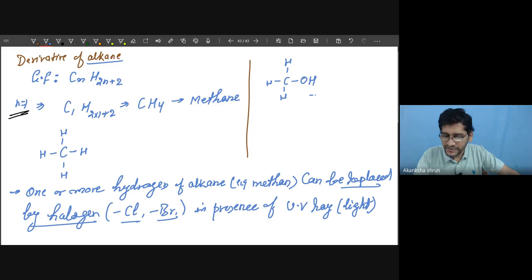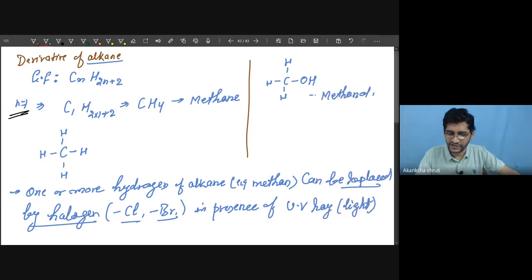This is called as what? Methanol. This structure also you have to keep in mind. This methanol has medicinal use, used as medicine. Students, keep in mind, methanol is not used for drinking. If anyone drinks methanol, then he becomes blind. The nervous system is heavily damaged by this methanol.